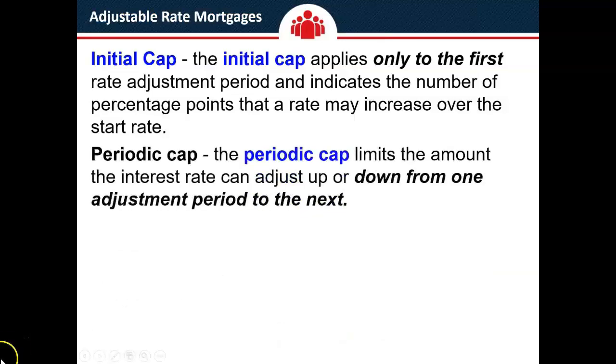After the initial cap, an adjustable rate mortgage can have periodic caps. The periodic cap limits the amount that the interest rate can go up or down at each adjustment period. Again, how often is it scheduled to adjust? The periodic cap, or max, is the most it can go up or down at each adjustment schedule.